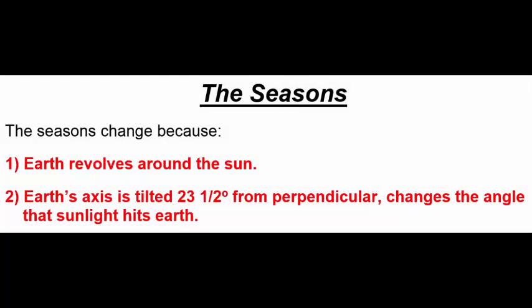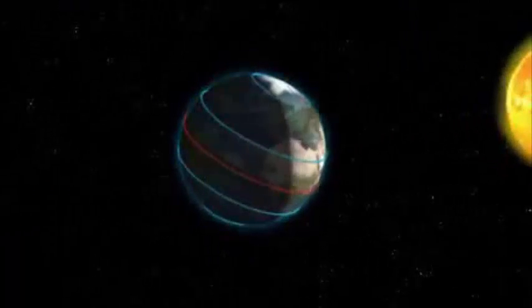The seasons change because, number 1, Earth revolves around the sun. And number 2, Earth's axis is tilted 23.5 degrees from perpendicular, and this changes the angle that sunlight hits the Earth. So let's see how this works.